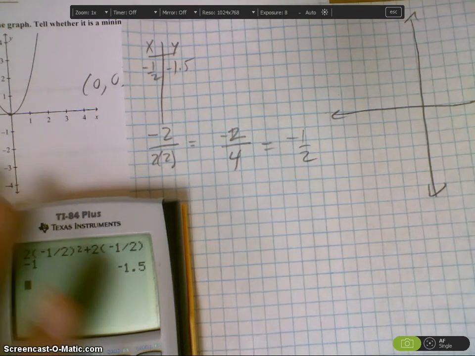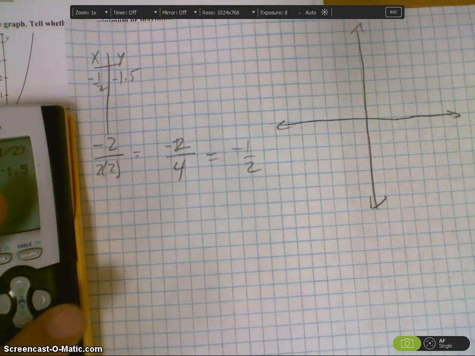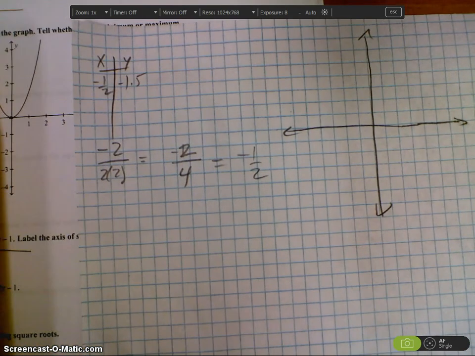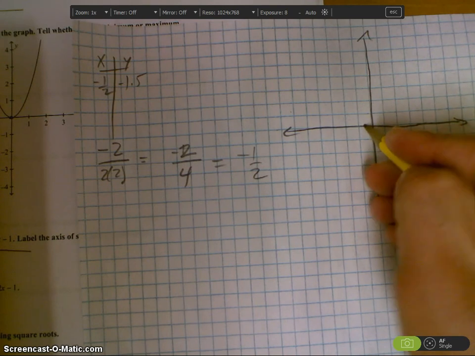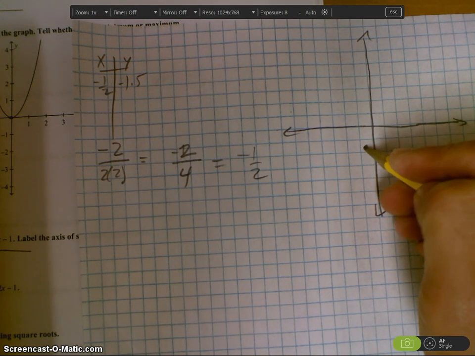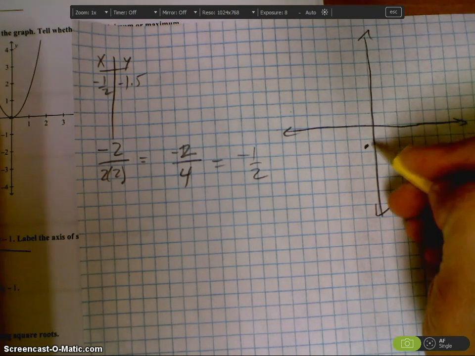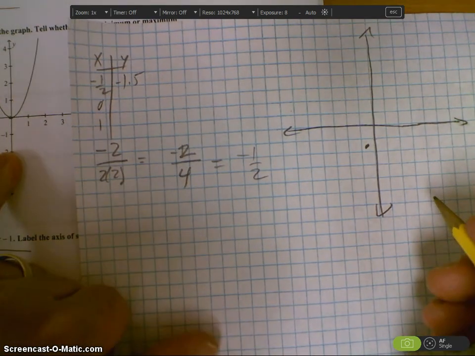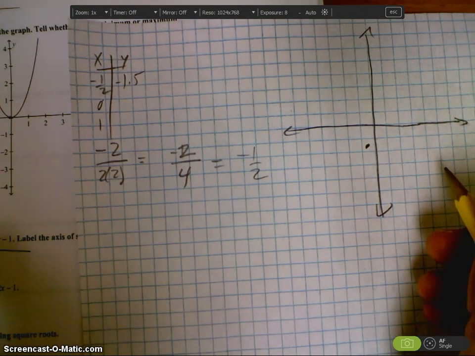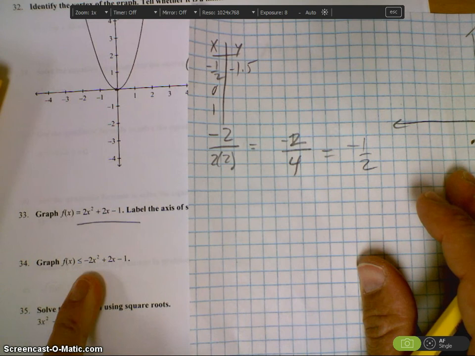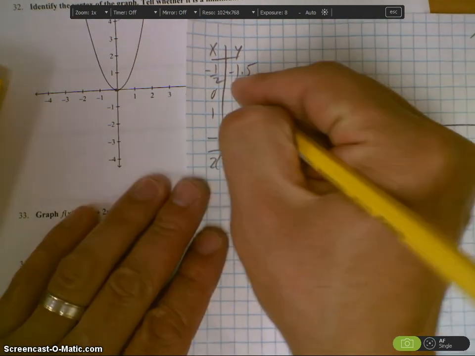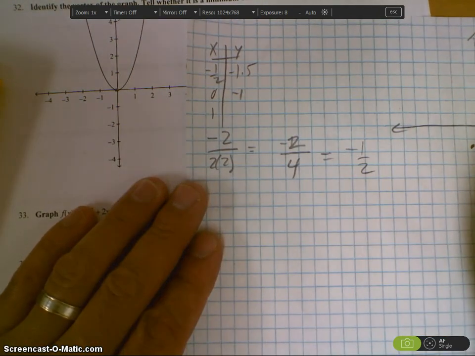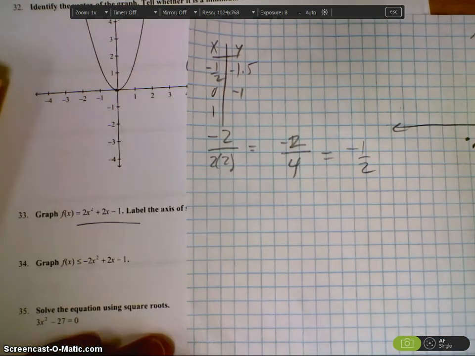Okay, so I have my chart here, or my coordinate grid here. I'm going to plot that point. Negative 1/2 and negative 1.5 puts me there. I'm going to pick two other points. I'm going to pick 0 and 1. And when I pick 0 in this problem, if I plug in 0 here, I'm going to get negative 1, which is right there. And that reflects to the other side there as well.